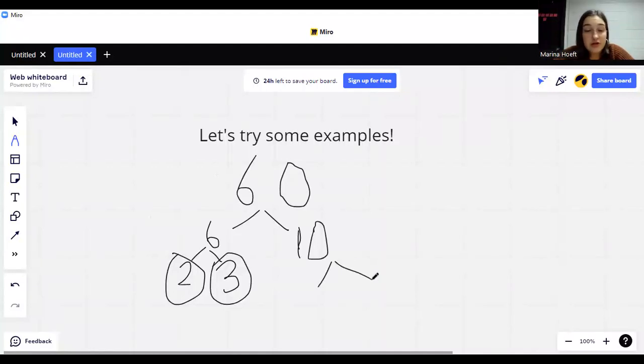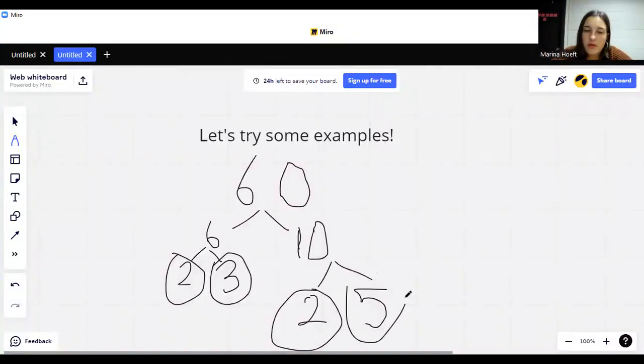What we're going to do now is try and break down this 10. Can 10 be broken down into anything? Yes, it can. It is not a prime number. The numbers that it can be broken down into that are prime numbers are 2 and 5. Since 2 and 5 are both prime numbers, we can go ahead and circle those. And now we've broken down 60 into all of its prime numbers.